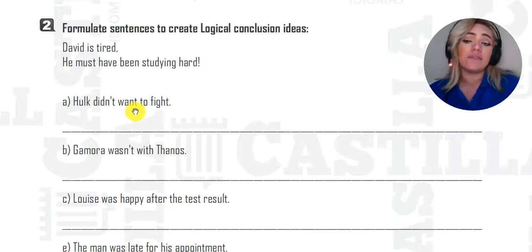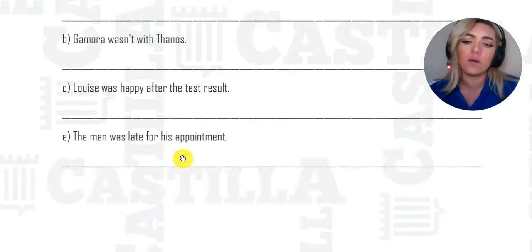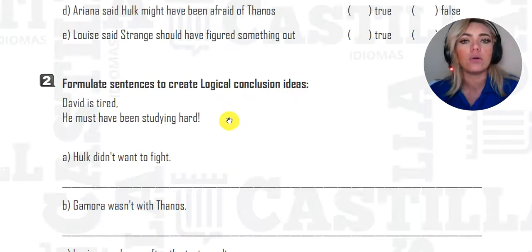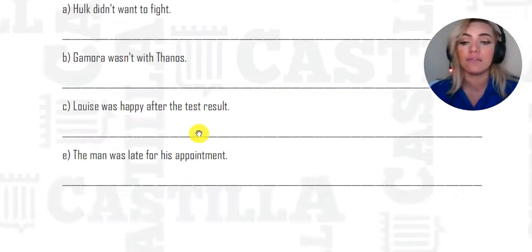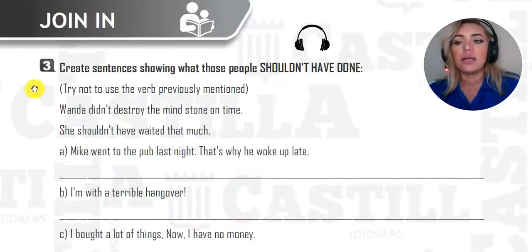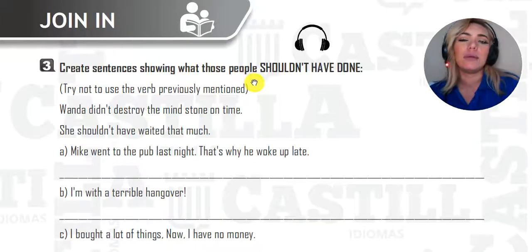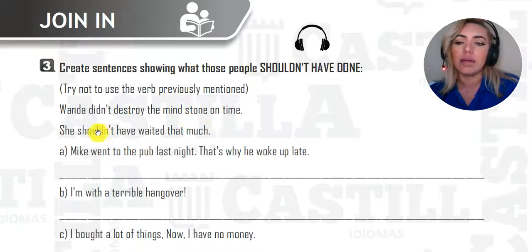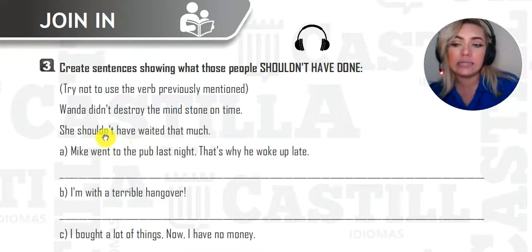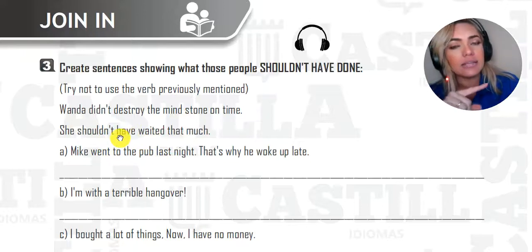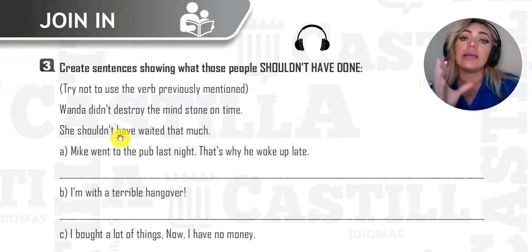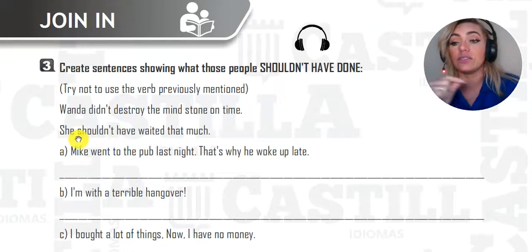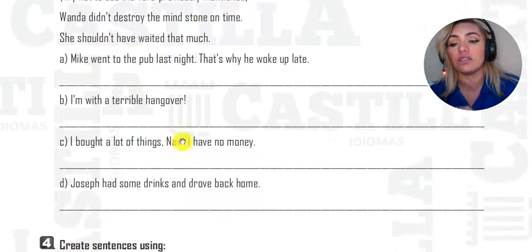So Hook didn't want to fight. Gamora wasn't with Thanos, and go on. So you're going to put this in a logical conclusion, must have. The next one, number 3, create a sentence showing what those people shouldn't have done. Try not to use the verbs previously mentioned, like Wanda didn't destroy the Mind Stone on time. She shouldn't have waited. See, here again, have, not has. So for all the modal perfect, it is have in the third person. You don't say has. Okay, it is incorrect. So she shouldn't have waited that much.